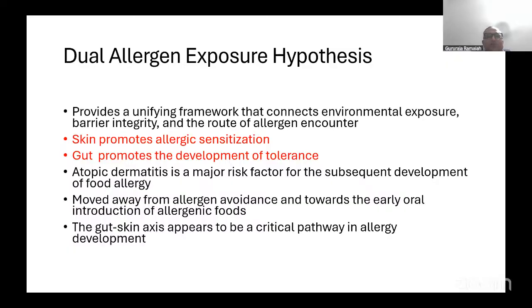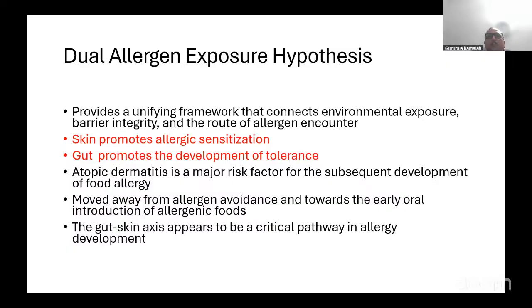Okay, that's a very important thing. This hypothesis elegantly explained the well-established clinical observation that atopic dermatitis is a major risk factor for subsequent food allergy. This also shaped the prevention strategies, which have moved away from allergen avoidance towards the early oral introduction of allergenic foods. The gut-skin axis appears to be a critical pathway in allergy development.